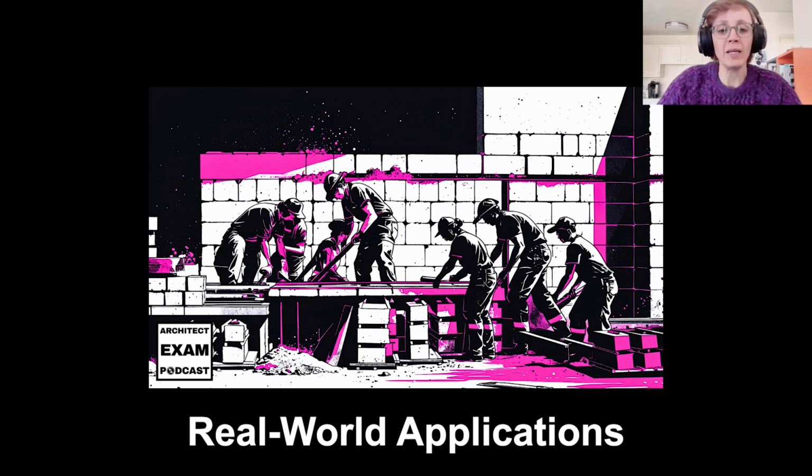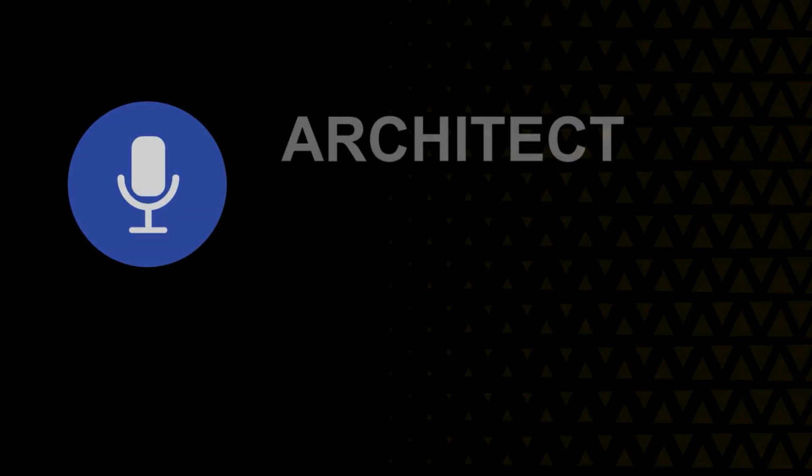So one trend you might have heard about is the 5/1 or podium building. A concrete first floor, which is a type 1, with 5 stories of wood frame, which is a type 5, above. So this creative approach does maximize the economic benefits of wood construction while meeting code requirements.